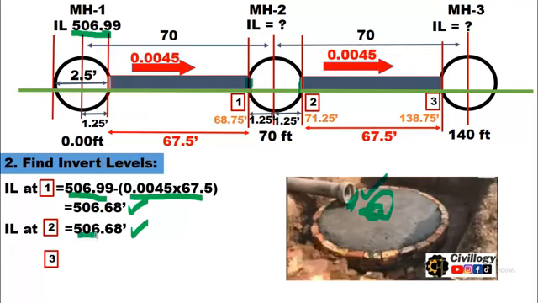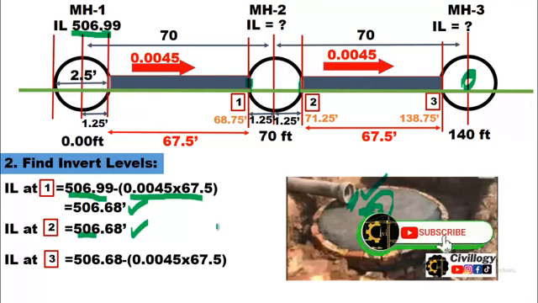As a whole, the invert level of the base of the manhole will be 506.68. Now let's find the invert level at point number 3, or you can say let's find the invert level of this manhole. The invert level at 3 will be calculated from 506.68, as we have calculated the invert level of this manhole, which is 506.68.